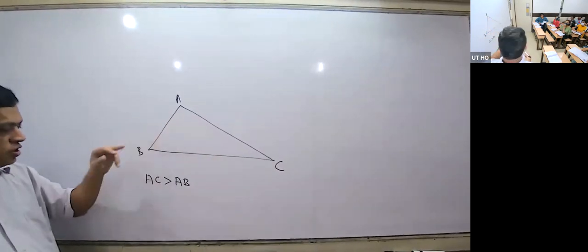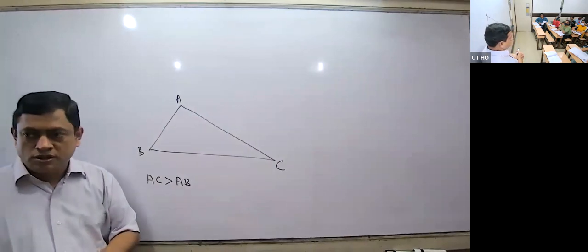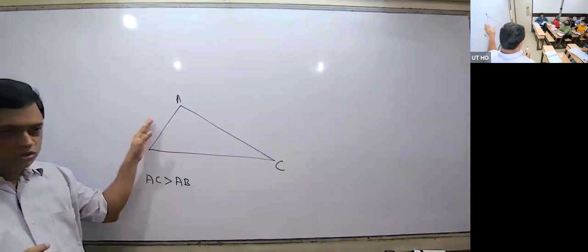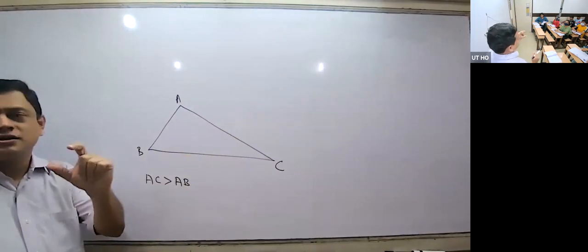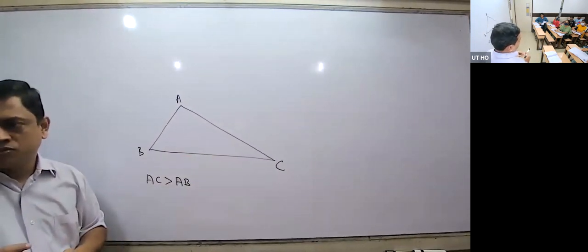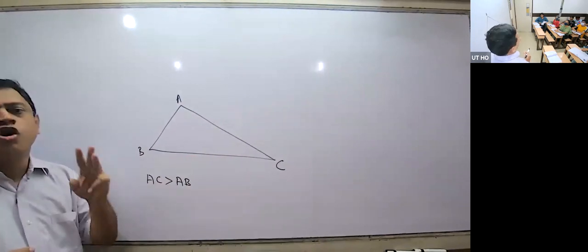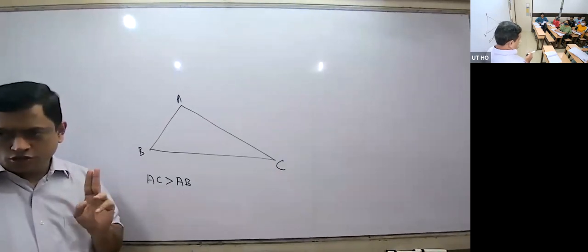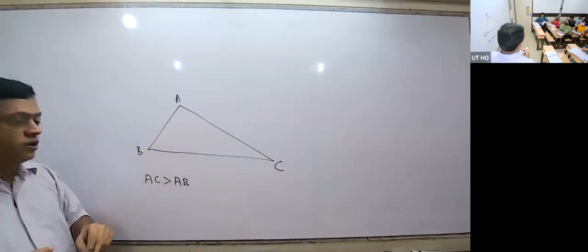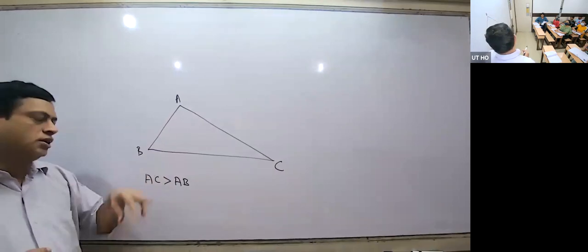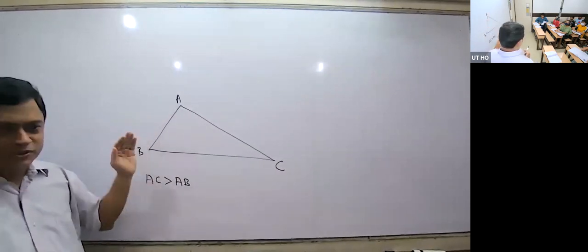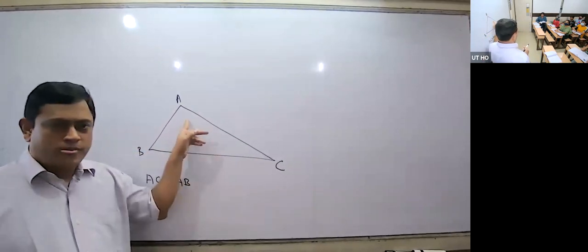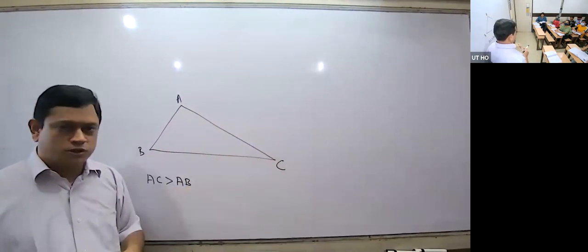Do you know what is the side opposite to AB? There is no side opposite to this one. Angle opposite to. Angles are denoted by how many letters? 1 letter or 3 letters. Sides are denoted by 2 letters. What is the side opposite to AB? So what is the angle opposite to AB? What is the angle opposite to BC? A. Angle opposite to AC.